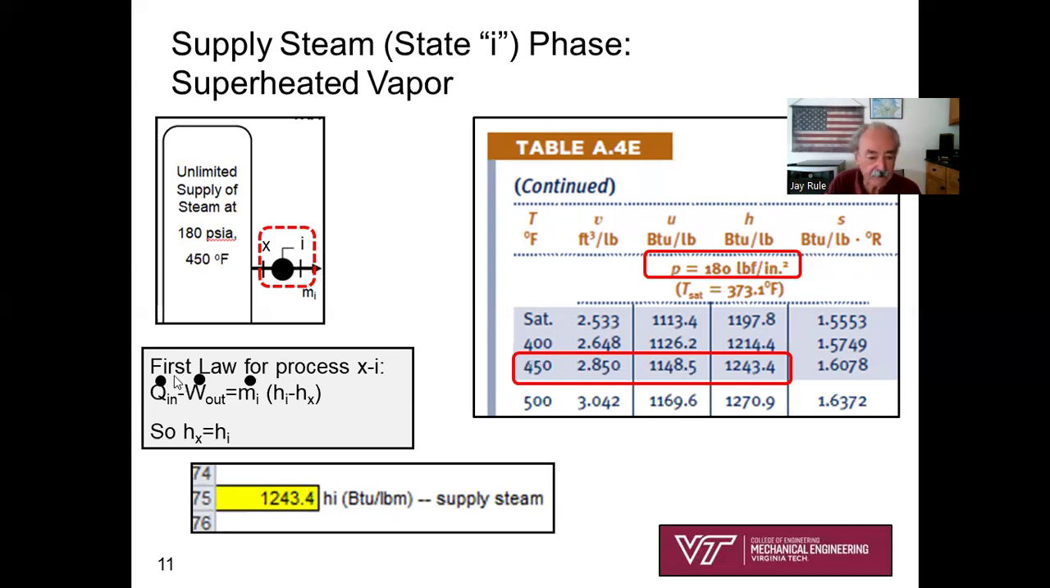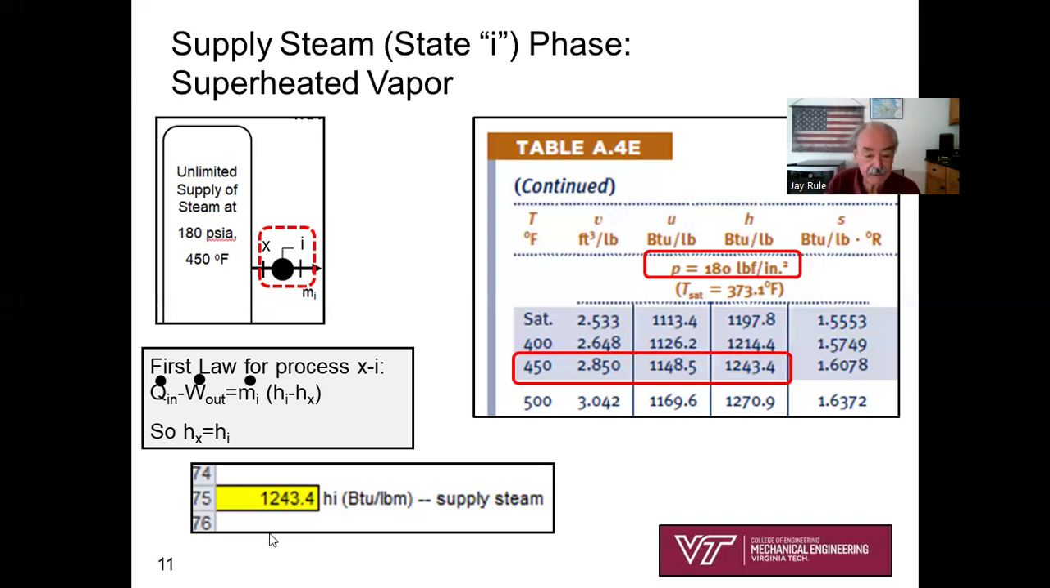Fully insulated valve. Here's our first law for steady, uniform flow through this valve. Q dot in is 0, fully insulated, minus W dot out for this process. Not lifting a weight, 0. So 0 equals m dot, the mass flow rate through the valve. We'll divide both sides by that to get rid of it, times the quantity h_i minus h_x. And so almost by magic, by the first law, h sub i, what's going into the tank, exactly equals h sub x.